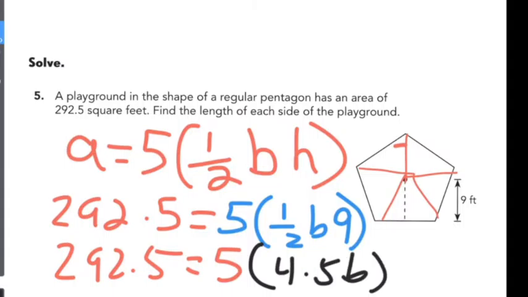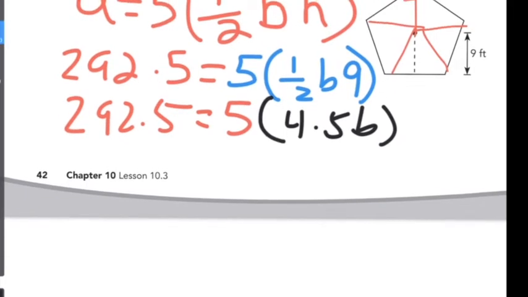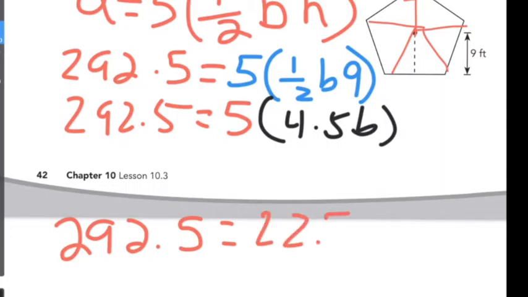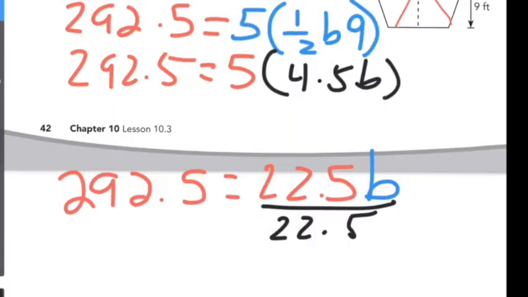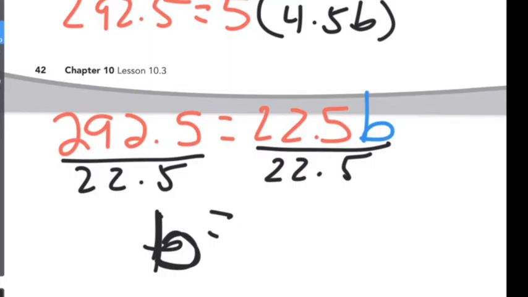Now, you should know that if you have a number next to a parentheses, that means multiplication. So we have 292.5 equals 5 times 4.5, which is 22.5, and then we have our variable, b. So I know I need to divide by 22.5. Divide this side by 22.5, and then b will equal your answer, so you guys can figure that one out.